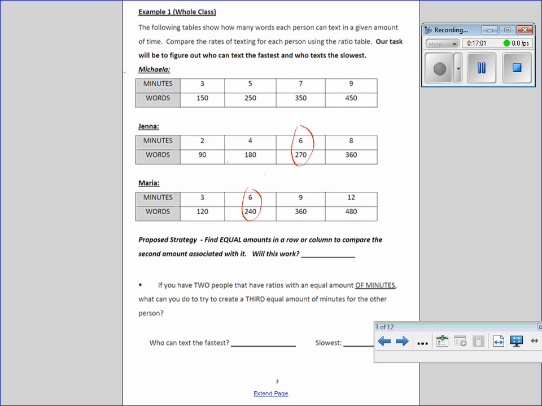Watch what happens when I put it the way that you've been seeing it all along. 3 to 150. It's 4 corners. We've done it. You multiply 3 times 2 to get the 6. You got it. You create an equivalency ratio. Now we have a 6. In 6 minutes, who types the fastest? Everybody? Who types the slowest?